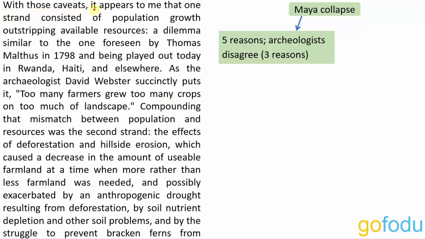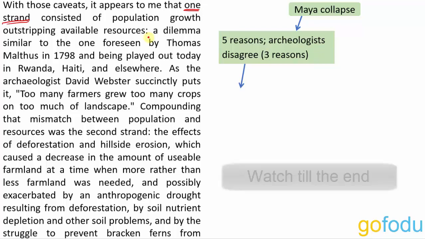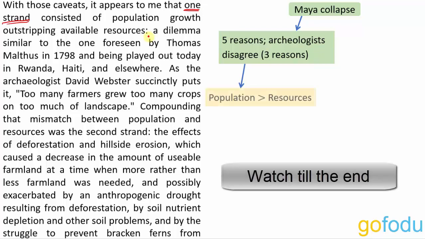With those caveats, it appears to me that one strand. In the start, the passage was talking about 5 strands causing Maya collapse. Now, the author is giving the first reason or first strand for Maya collapse. Let's branch out in our flow diagram. With those caveats, it appears to me that one strand consisted of population growth outstripping available resources. So we can write the first reason in our flowchart, which is population greater than resources.